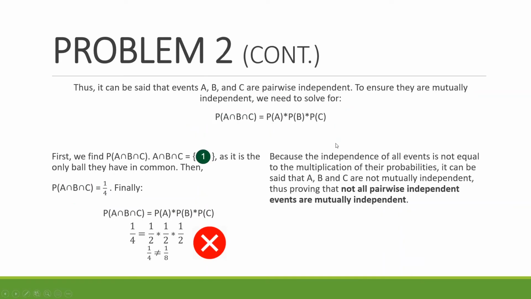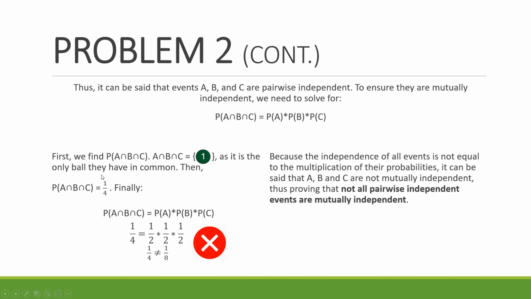But in the case of mutual independence, we want to check for the big one, and that is if the probability of A and B and C is equal to P of A times P of B times P of C. So first, in order to find P of A and B and C, we need to find the event collection for A and B and C. In this case, it is 1, because that's the only common element. So P of A and B and C would be 1 over 4.